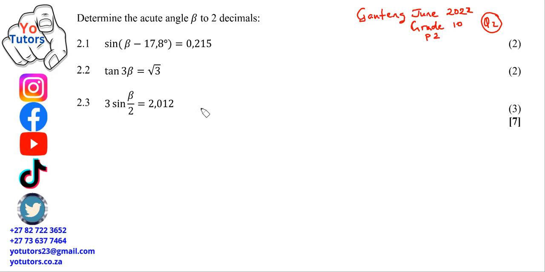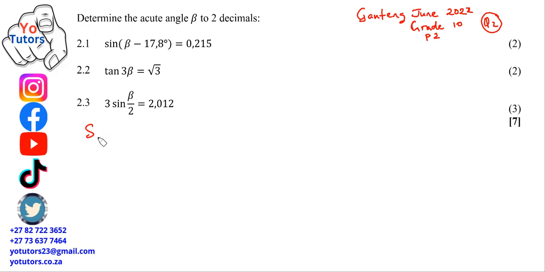So we are looking at question 2 from the Gauteng provincial paper, June 2022. Now this is Trig, and in this part of Trig, you need to understand where you shift whatever, be it cos, be it sine, or tan, to get the size of the angle. Here they say determine the acute angle beta to 2 decimal places.